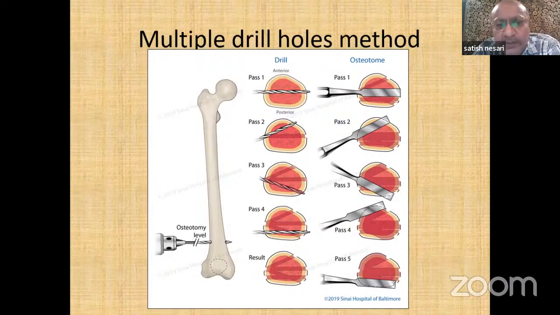We have a multiple drill holes method, which is commonly used, and I have learned it from my mentors. Here, an initial drill hole is made on the outer cortex. With a single drill hole in multiple directions, the opposite cortex is weakened with multiple drill holes. Similarly, one, two or three entry points are made, and the opposite cortex is weakened. With the help of an osteotome, we just connect the drill holes we have made, under C-arm guidance.